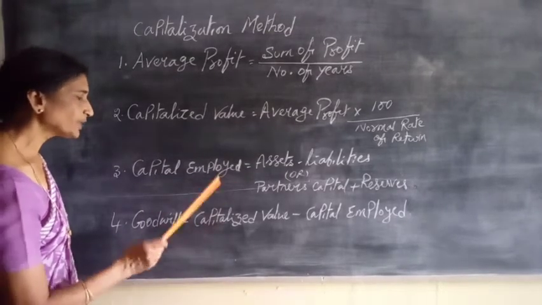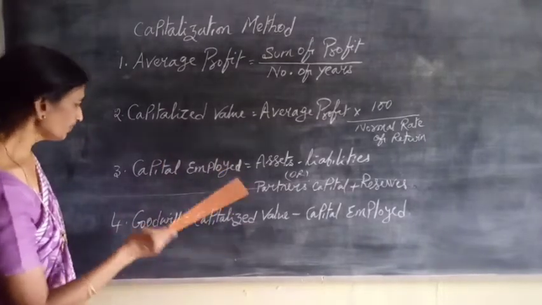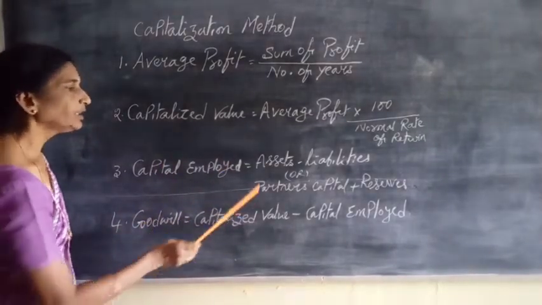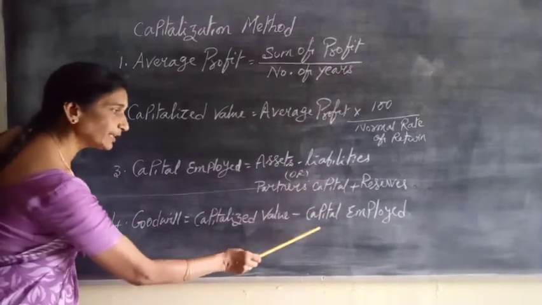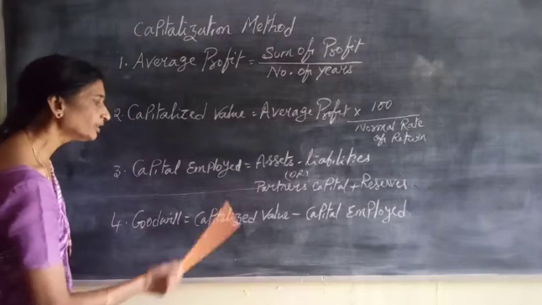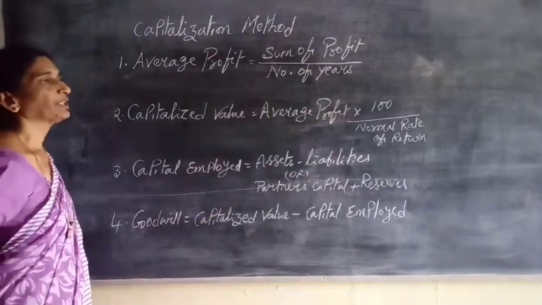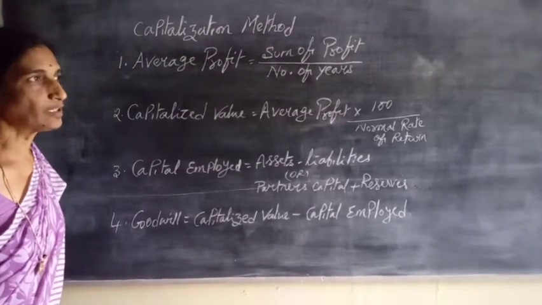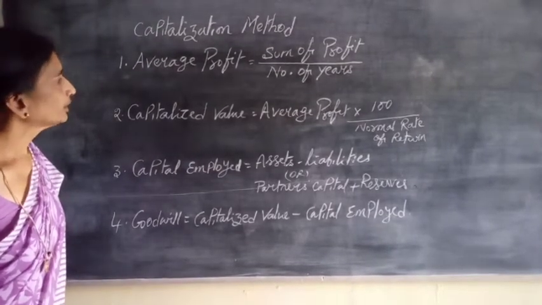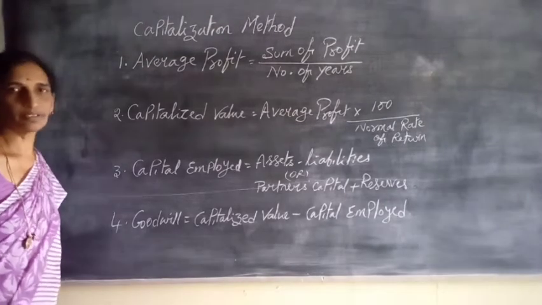Means this much of capital is required, but this businessman for whom we are calculating the goodwill has employed only this much. Means he has employed less amount and he has earned that much of profit, equal to what the other businessmen are earning. Okay? This is about the method.